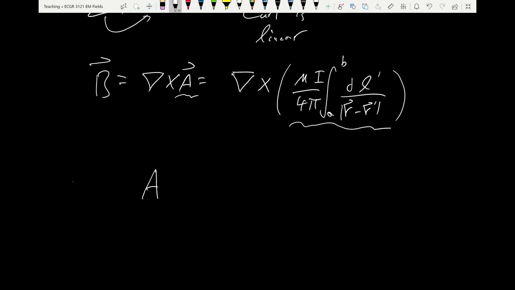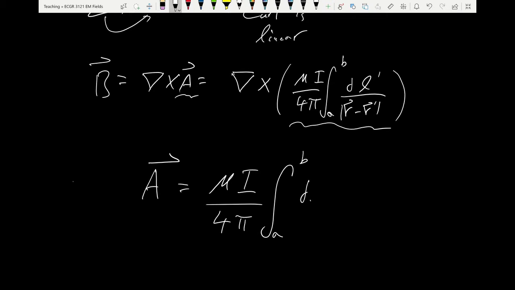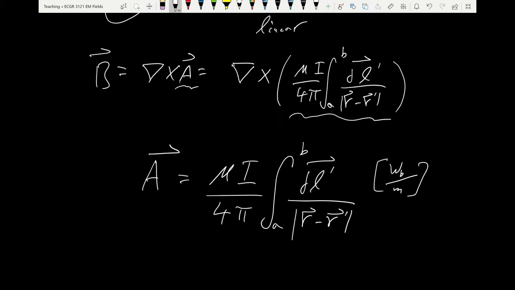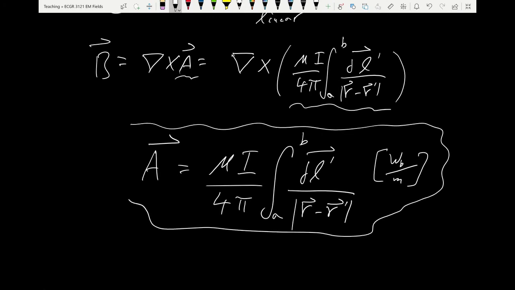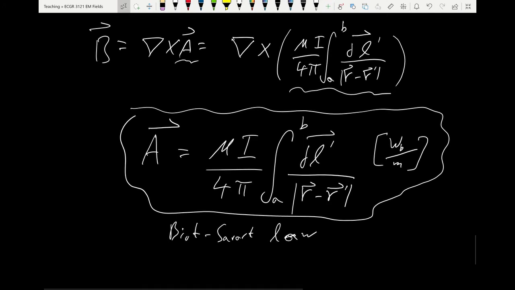And we can say that A then equals mu I over 4 pi, integral from A to B of dl prime over the magnitude of r minus r prime, in Weber per meter. And this is the expression of the Biot-Savart law in terms of A, in terms of the vector potential. And this seems like a much easier law to use, right? A much easier representation of the law to use.